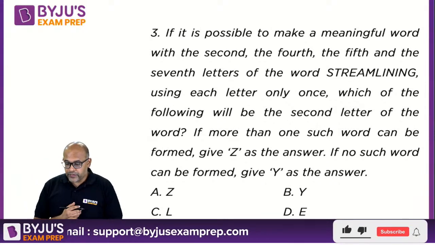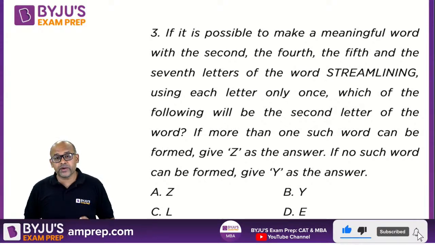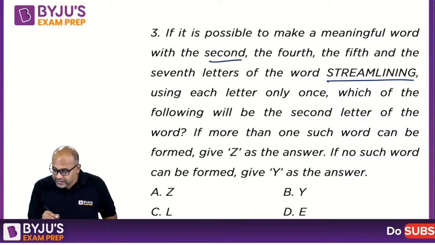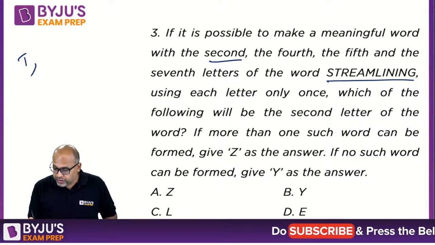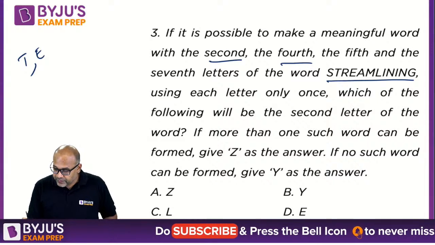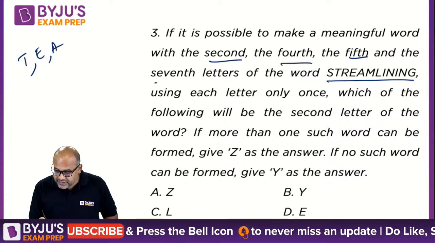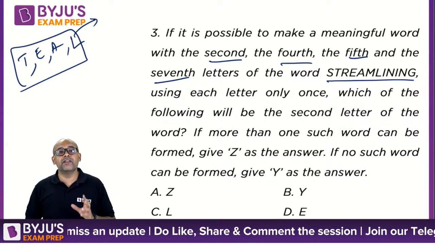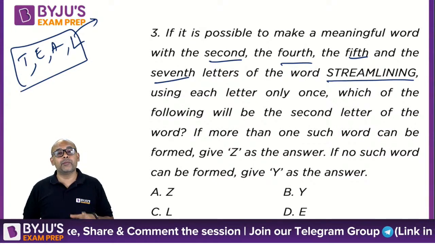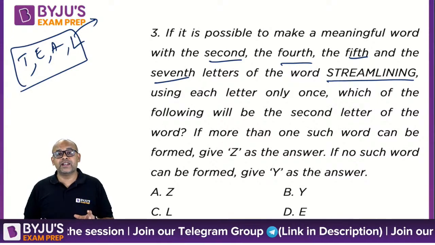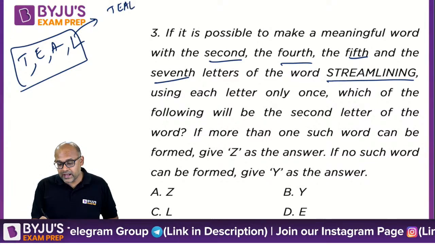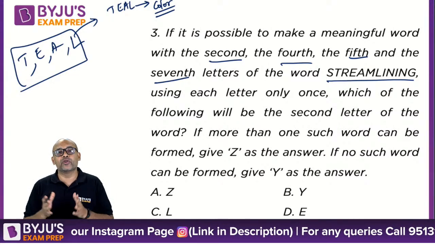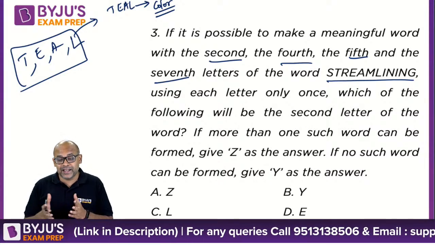Okay, so that's the 60 seconds up. So let's take a look at what is happening here. We have streamlining. We want the second letter T, the fourth letter E, the fifth A, and the seventh L. So TEAL itself is a word. Now I'm quite happy that many of you know the meaning of the word teal. Teal is apparently a color. I only know typical 3-4 colors. I never knew that teal existed till I solved this question.